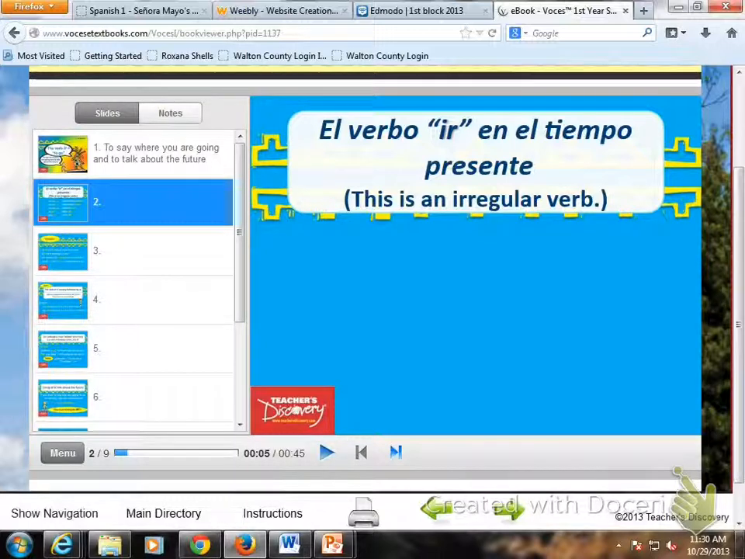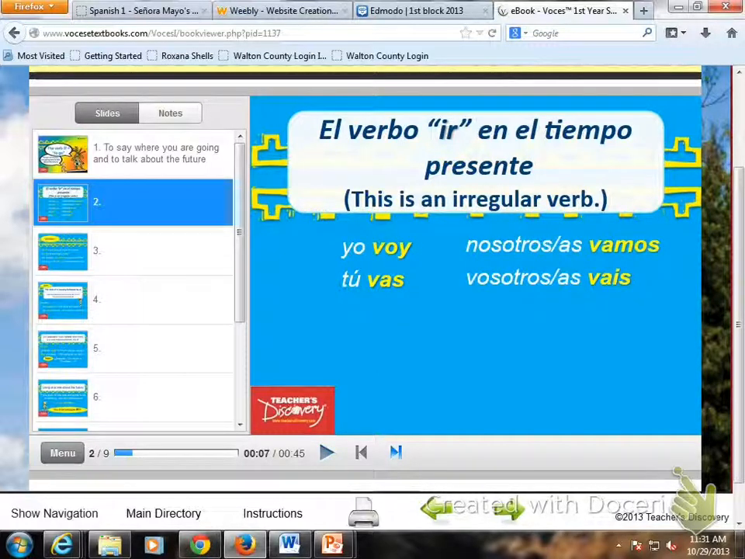What is the yo form? How would you say I go? Voy. Good. And instead of going down on the singular side of the box, let's go across. If I'm by myself, it's voy. If somebody joins me, then it would be vamos. Good. What is the tú form? Vas. Good. And if somebody joins you, it should be vosotros. We're still not going to be responsible for vosotros there. But if it's usted or anything else that's singular, it would be va. If it's ustedes, anything else that's plural, it's going to be van.